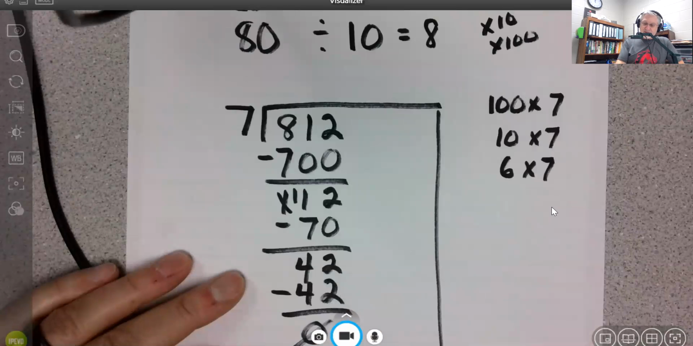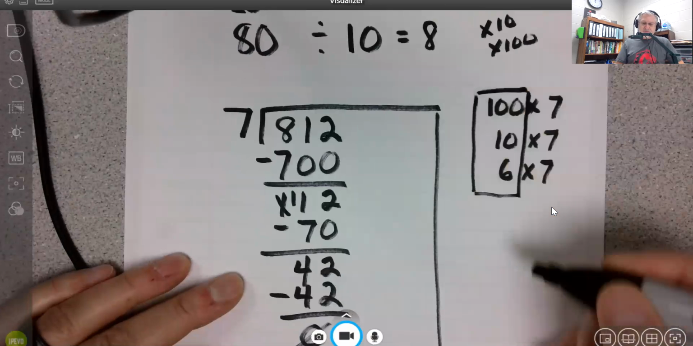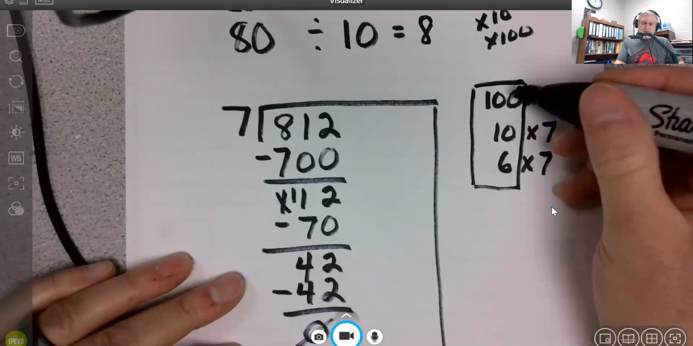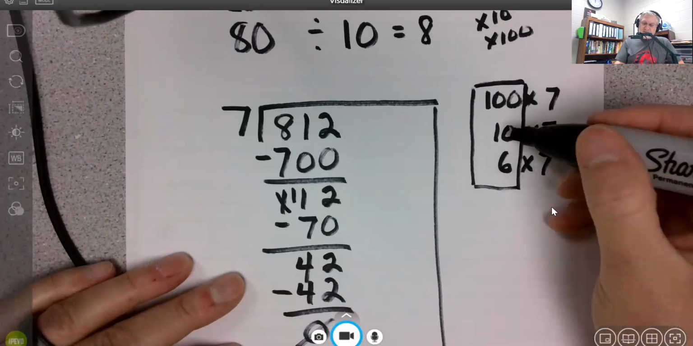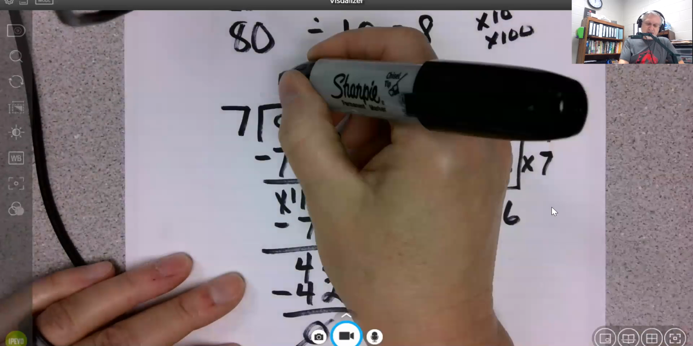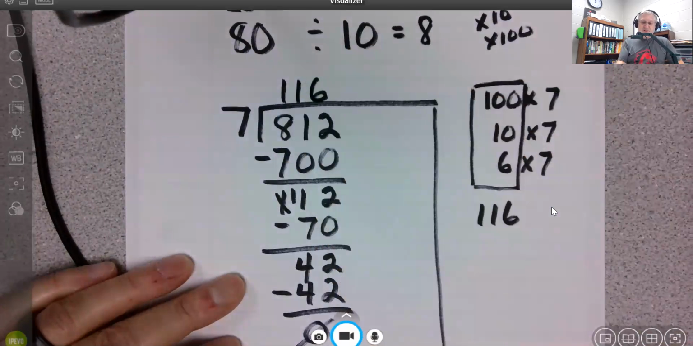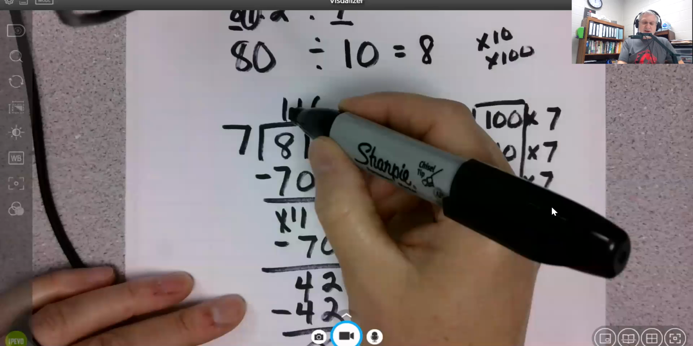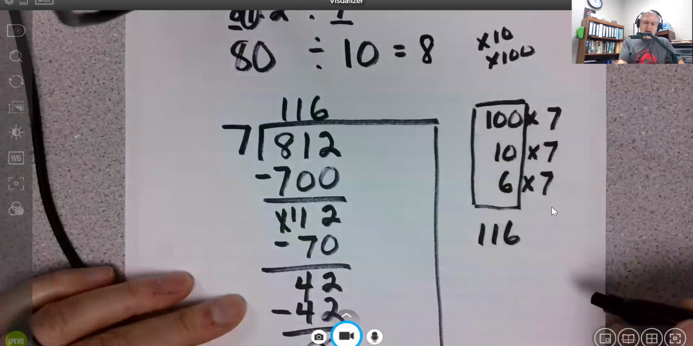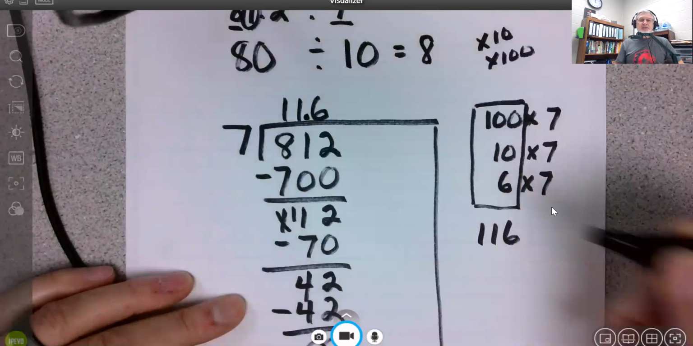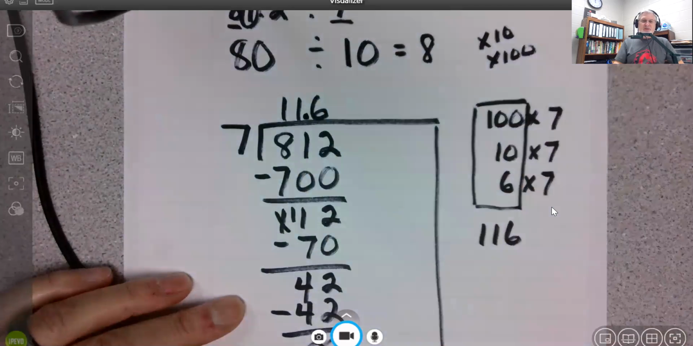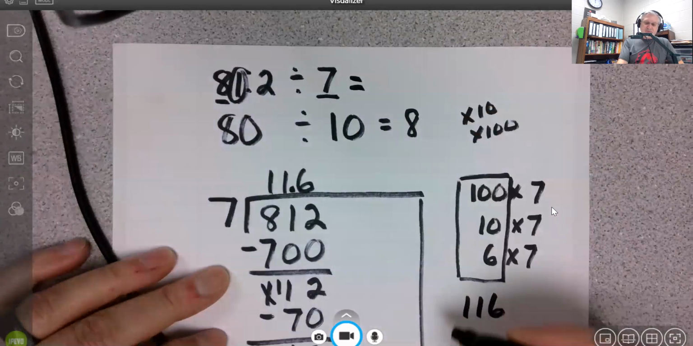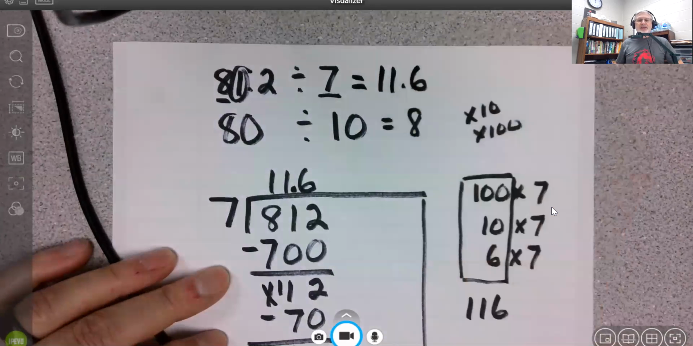All right, so my answer is this right here. All right, so I have to add them together. 100 plus 10 plus 16 gives me 116. I have to figure out where my decimal goes. If it goes here, it'd be 116. If it goes here, it'd be 11.6. Or if it goes here, it'd be 1.16. I believe 11.6 is closest to 8. So our answer to 81 2/10 divided by 7 would be 11 6/10.